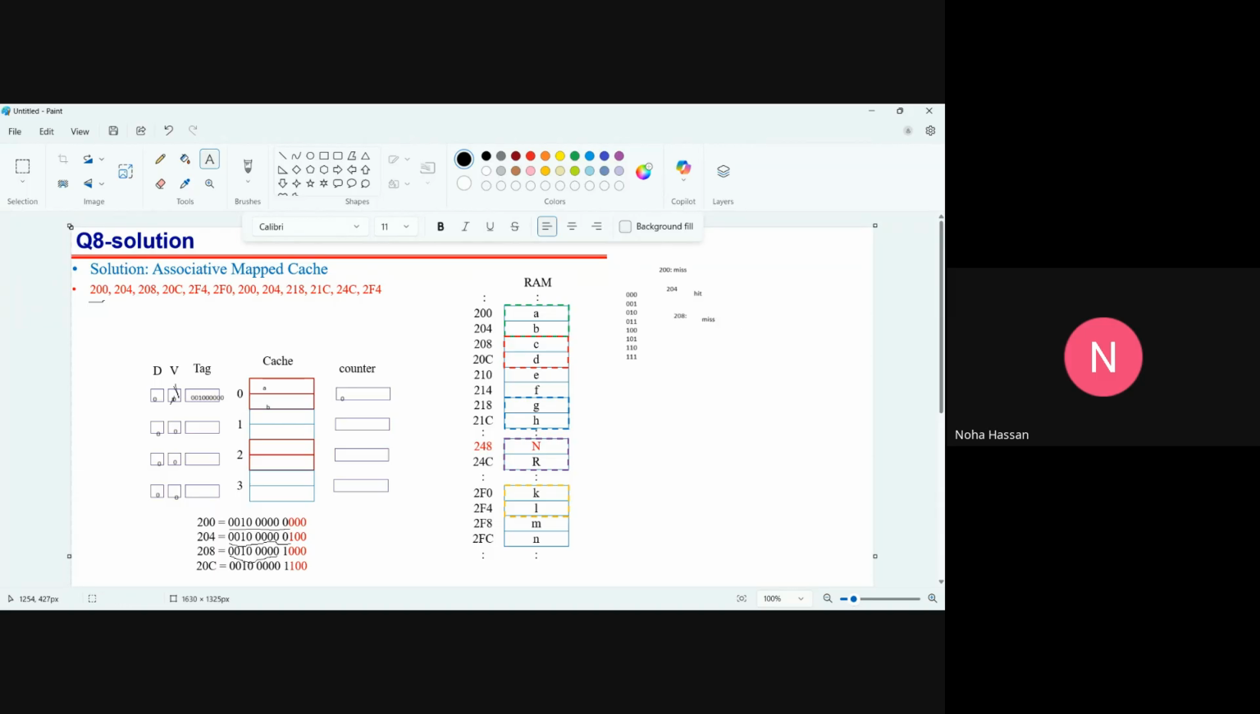So I need to do some changes, right? I need to do some changes. So what I will do, I will change the V into 1. I will place the new tag here. Okay, let me place the new tag. 0.